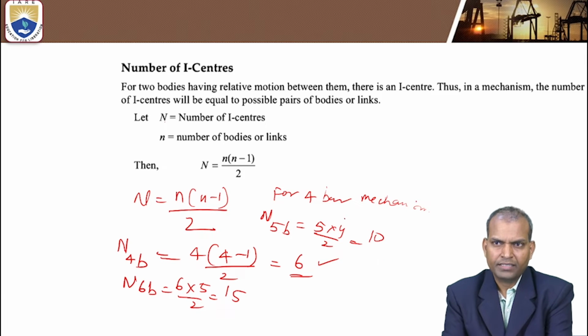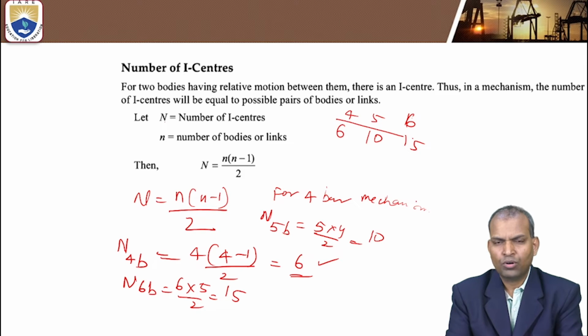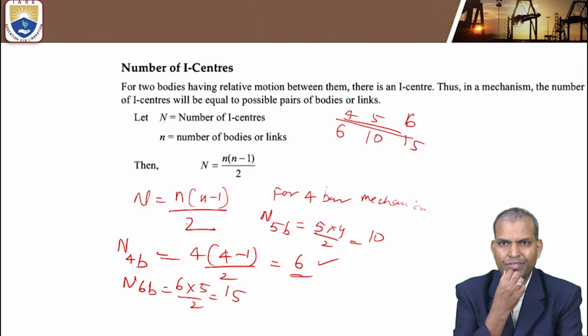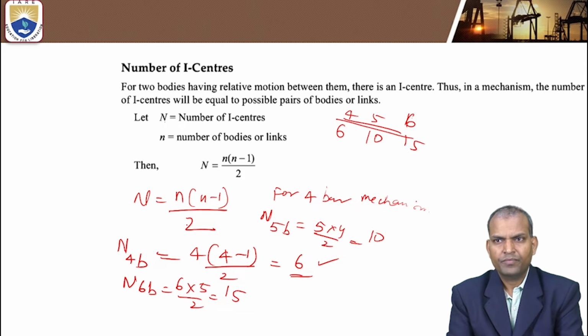So, if you understand 6, 10, 15, that is for 4 bar, 5 bar and 6 bar mechanism. So, there is no linearity relationship in output of this number of links. Okay. So, the range between 10 and 6 or 4, 10 to 15 or 5. You can go for 7 bar mechanism.